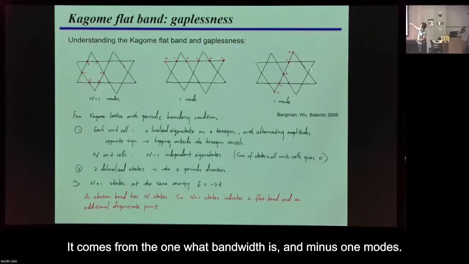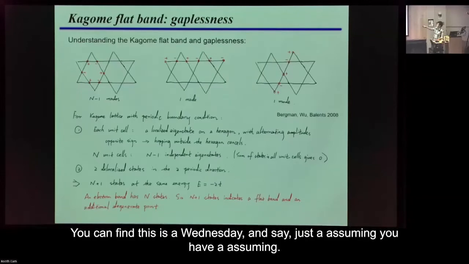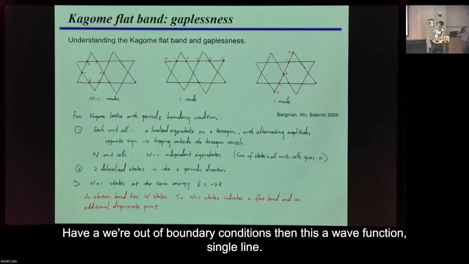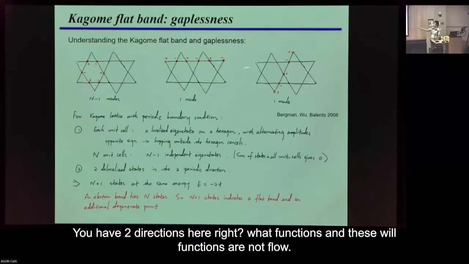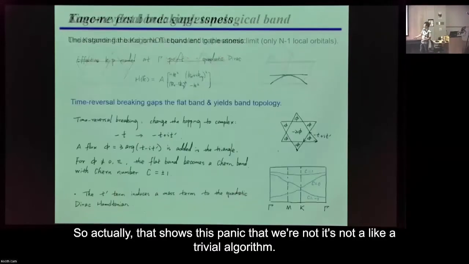So it turns out there are two additional independent modes, which are also eigenstates. The idea is similar: because you have the alternating signs, you find this is an eigenstate. Assuming a periodic boundary condition, this is just a wave function on a single line. And you have two periodic directions, so you have two independent wave functions. These wave functions are not local orbitals. So that shows this band is actually not entirely trivial. So in total, you have n plus one modes at the same energy.